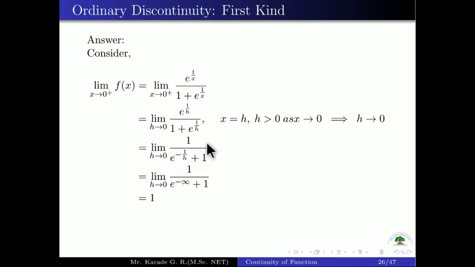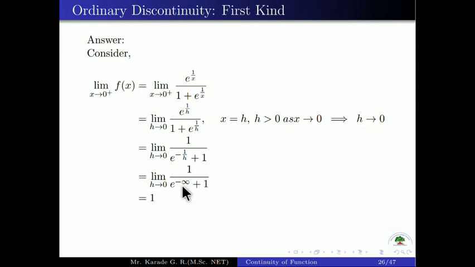What we have to do is divide by e raised to the power 1 upon h in the numerator and denominator. So the numerator becomes 1, and the denominator becomes e raised to the power minus 1 upon h plus 1. Now put the limit as h tends to 0. So it is equal to 1 upon e raised to the power minus infinity plus 1. Minus 1 upon 0 means minus infinity.